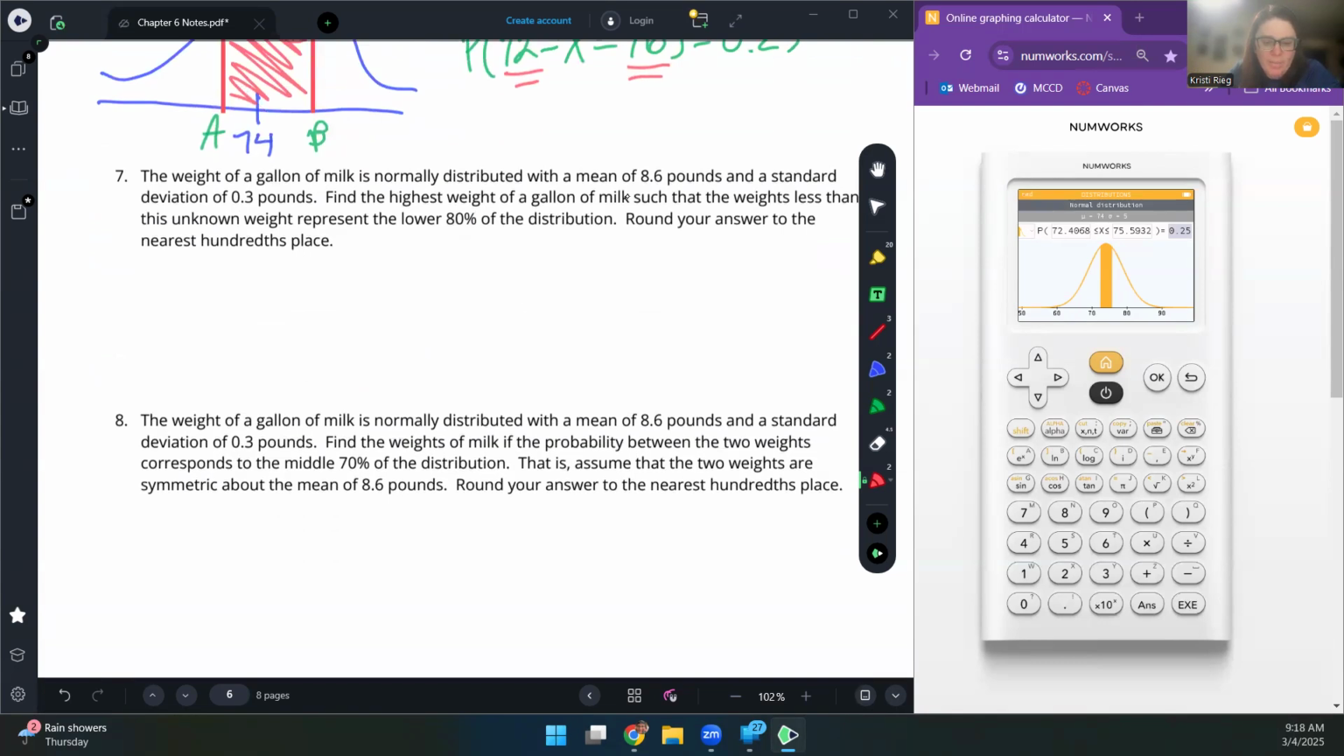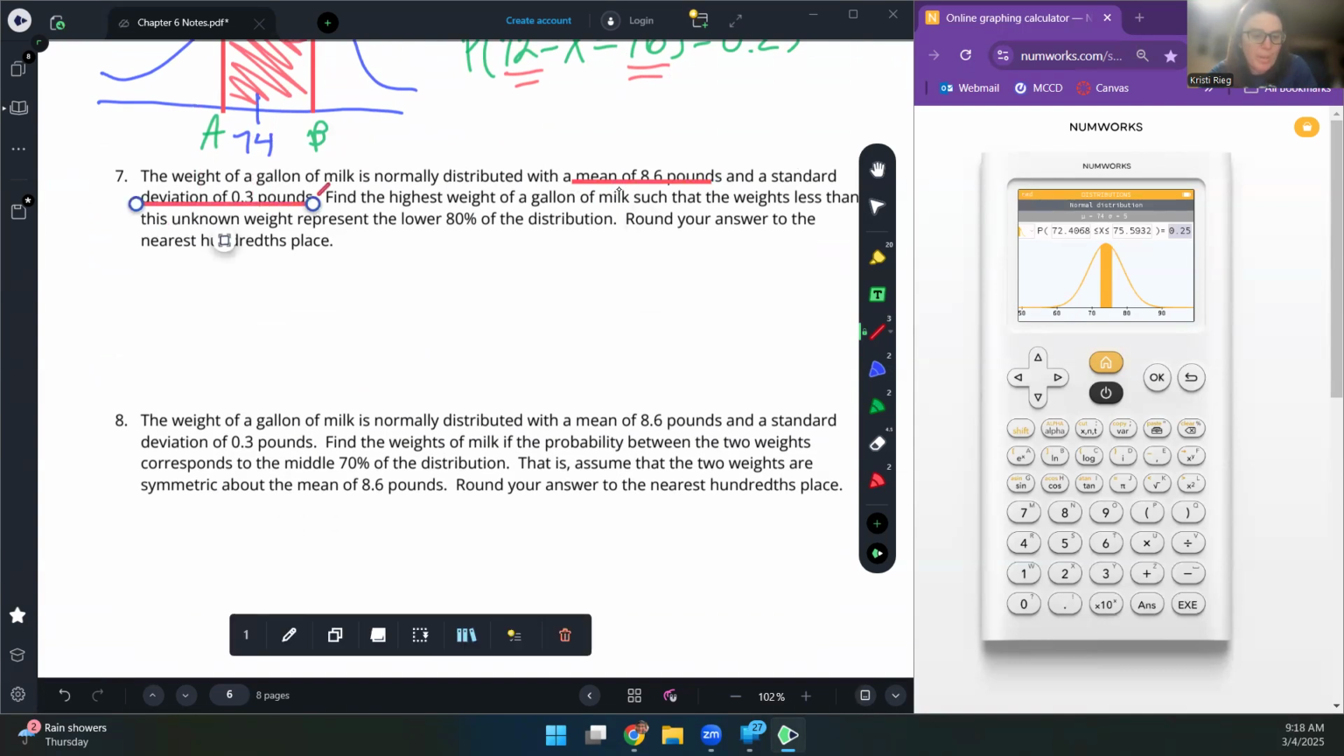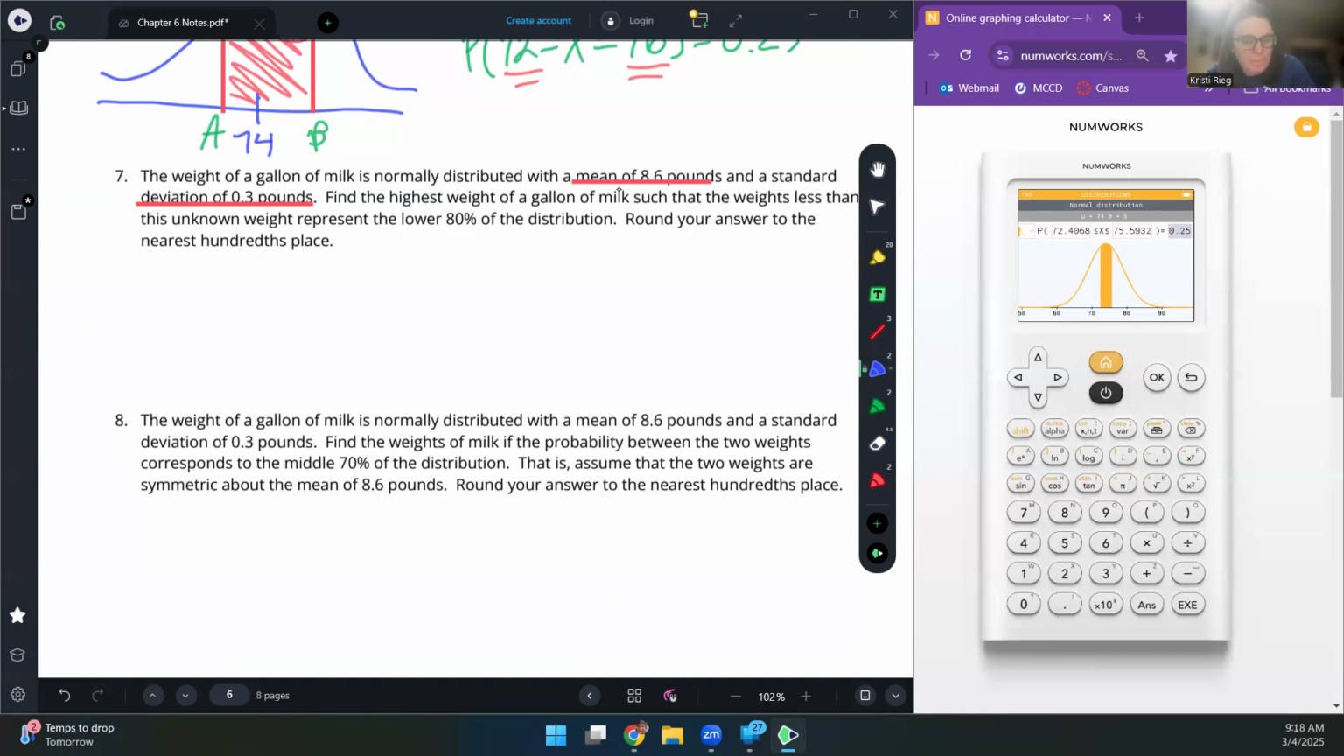Okay. Now we have a little different problem. It's talking about milk. A gallon of milk is normally distributed with a mean of 8.6 pounds and a standard deviation of 0.3 pounds. Find the highest weight of a gallon of milk such that the weight less than this mystery weight represents 80% of the population distribution. Okay, nearest 100th place is the answer. Remember, this isn't probability, so we're not bound by that 4-digit rule.